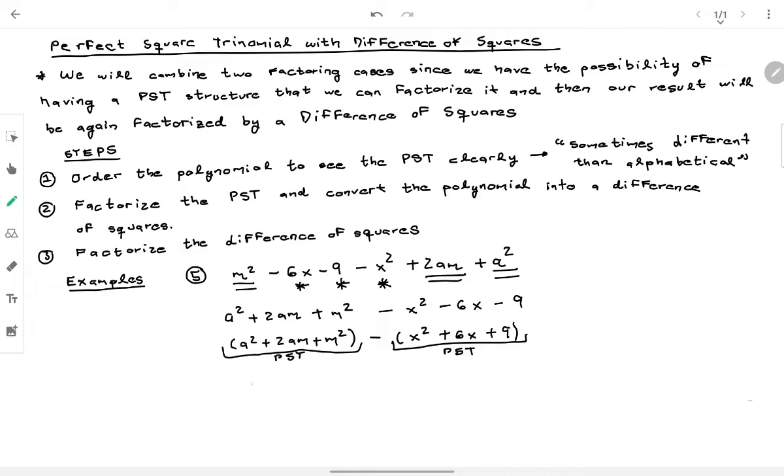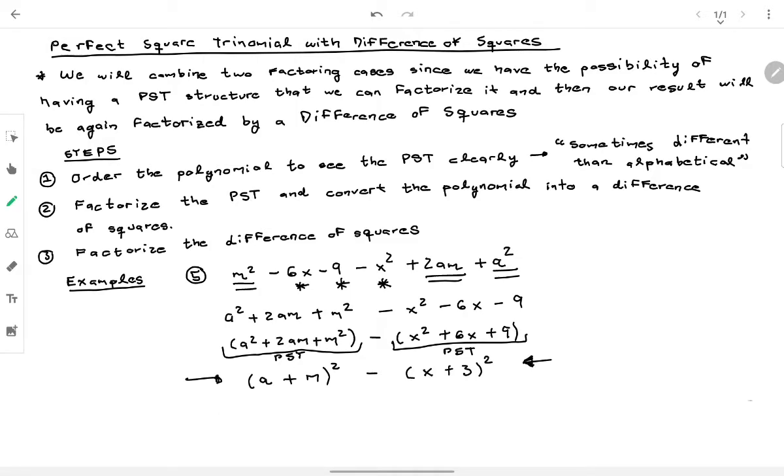Why? Because on the first one, if I take the square root of the first and the third term and multiply them by 2, I will get the middle term. So this one will be something like this. In the other one, it's going to be x plus 3, all of it squared, because if I multiply x times 3 times 2, it's going to be 6x. So now I have an exercise that is a difference of squares.